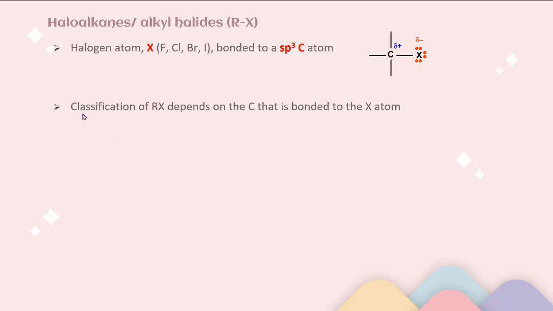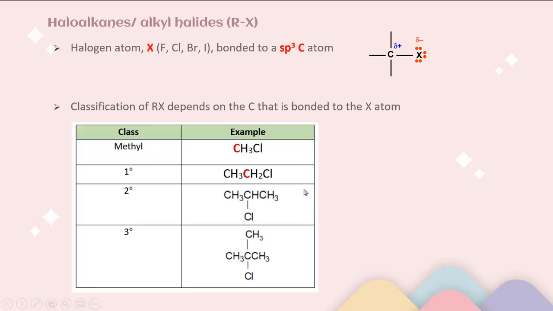So next, let's look at the classification of alkyl halides or haloalkanes, which depends on the type of carbon that is bonded to the halogen atom. So it's quite straightforward. It depends on what carbon we attach to. Looking at this table, if it is a methyl halide, that means the carbon bearing your halogen group is a methyl carbon. If we want to classify into primary, secondary, or tertiary, look at the examples given here. The chlorine atom is attached to a carbon which is a primary carbon. Therefore, this haloalkane is a primary haloalkane.